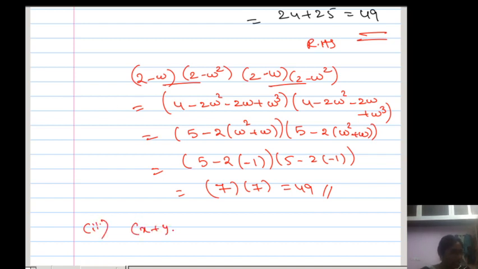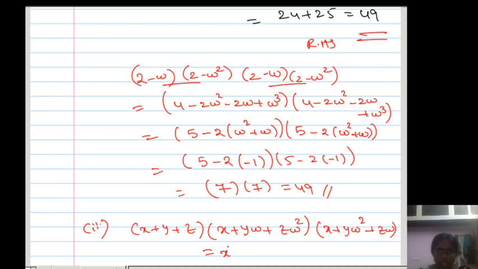(x plus y plus z) into (x plus y omega plus z omega squared)(x plus y omega squared plus z omega) is the LHS. We have to prove the RHS, x cube plus y cube plus z cube minus 3xyz. It is just simplification, so let us see how to do the simplification.